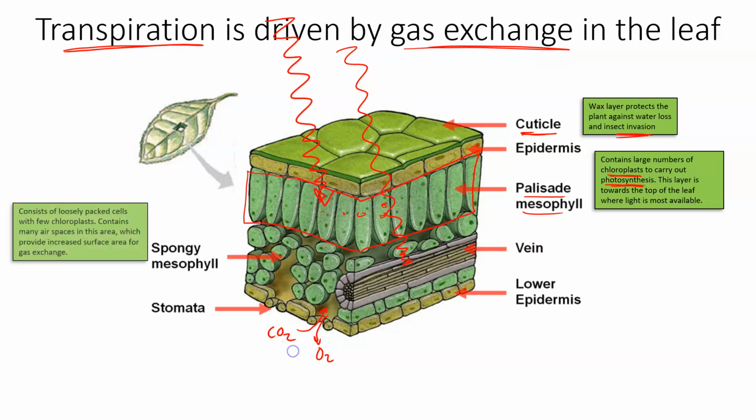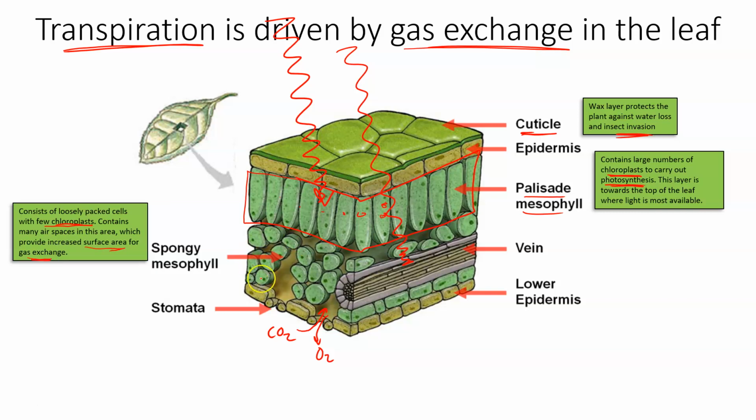But the spongy mesophyll down here does have a role, and it does have a significant role, in the utilization of the gases for photosynthesis. And so it consists of loosely packed cells with very few chloroplasts. Its job is not to actually absorb the light like the palisade mesophyll, but it is designed to have many air spaces in which to provide an increased surface area for gas exchange.